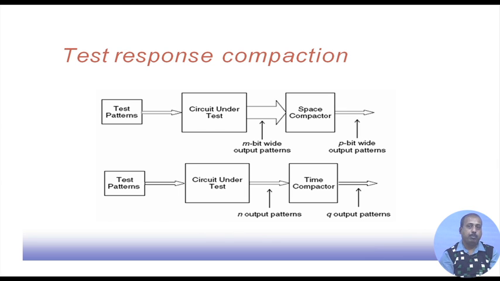That way, this time compactor is going to be useful in reducing the responses in the time domain. Again, there will be some summation or signature computation done, so some network will be put there so that it does a compaction in time. Both the space compactor and the time compactor are used in such a fashion that we can store only maybe 1 or 2 signatures for the entire test session.